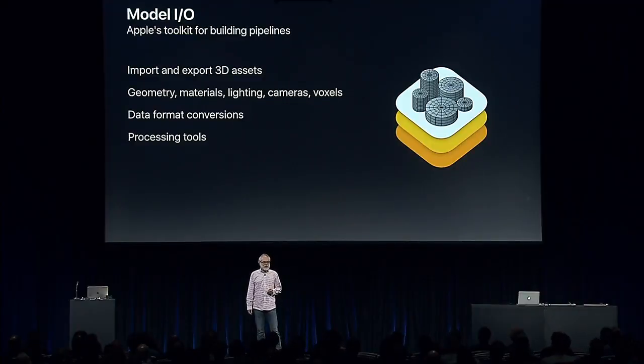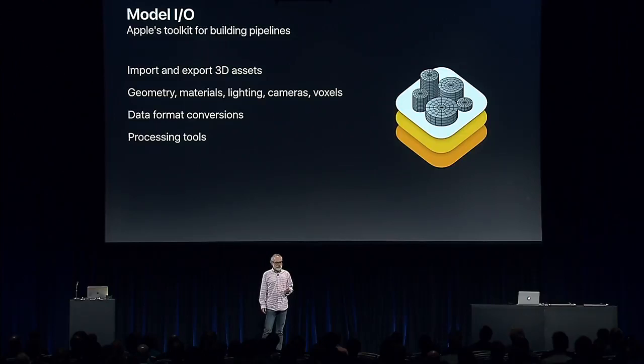So I'd like to begin by refreshing you on what Model.io is. Model.io is Apple's toolkit for building pipelines. You can import and export 3D assets in a variety of industry standard file formats, such as common ones like Wavefront OBJ and more modern ones like Pixar's USD. It represents geometry, materials, lighting, cameras, and voxels, as well as all kinds of other things. It does data format conversions, so you can get your assets coming in whatever format they're originally authored in, and you can conform them to particular strides and layouts that you might need for Metal. And there's a variety of processing tools, and we'll review them briefly at the end of the talk.